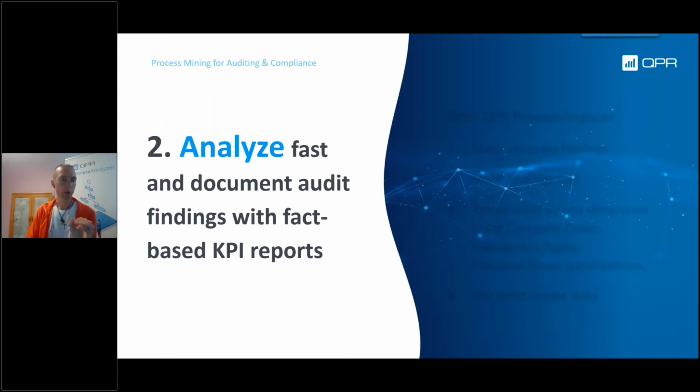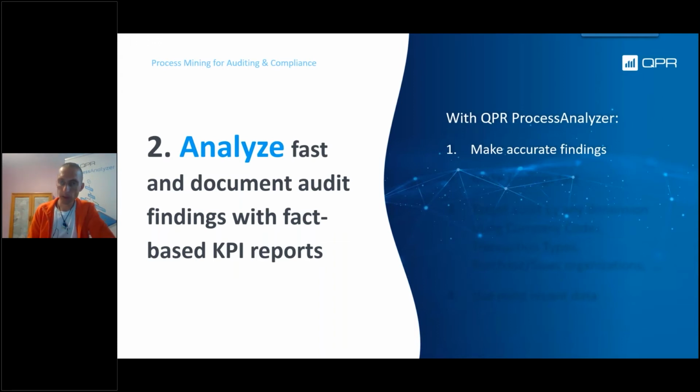So analyze fast and document the audit findings with KPI reports. With QPR Process Analyzer, you make accurate findings. You have full access to all the data and everything that has happened in the process. You make the findings fast. Computers are really good at doing things fast. As soon as you have closed your quarter or month or whatever the review period is, you have the refreshed new data in your system immediately showing you the findings.